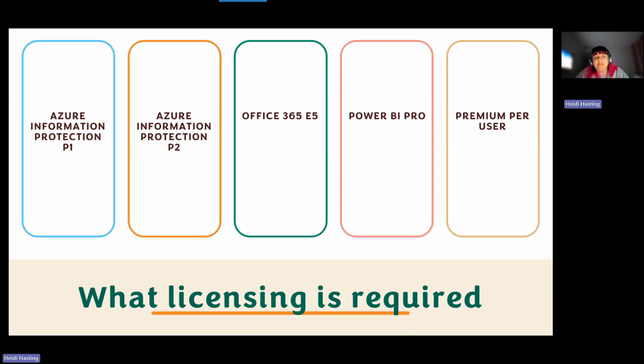In terms of licensing, you do need either Information Protection plans P1 or P2, or the more common thing that people will have, a single E5 license for 365. So one singular E5 license will enable the ability to create a sensitivity label. And I'll show you about the where and the how.